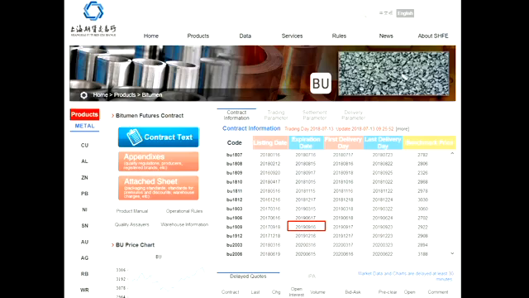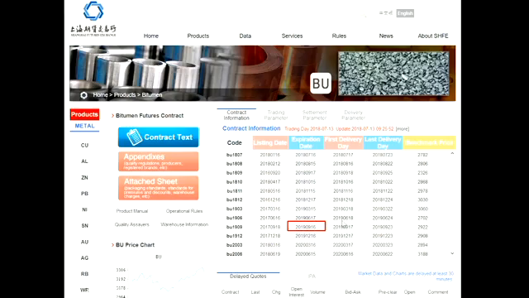What is the exact definition of the delivery period? The delivery period is the period in which you would receive a notice from the exchange to pick up the physical goods, if you choose physical delivery. But in this case, we're not choosing physical delivery, so you can pretty much ignore these two columns here.